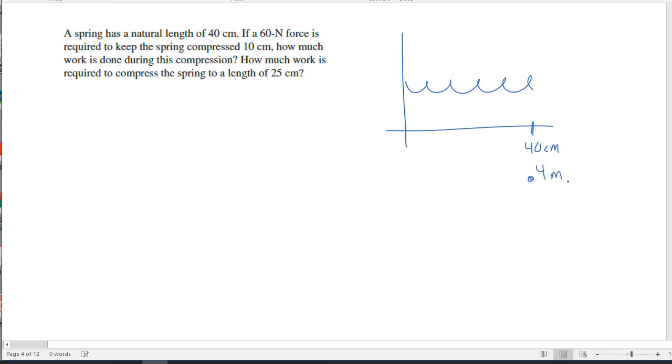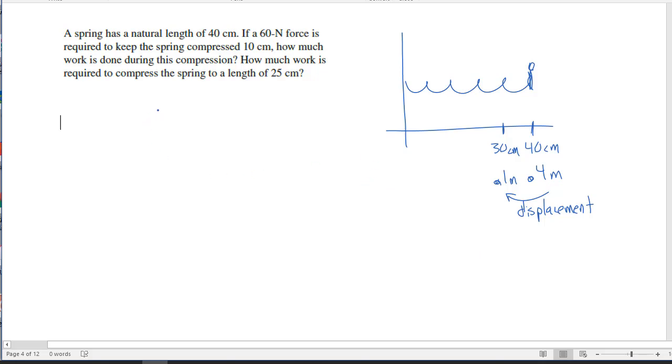Now remember, we want this to be in meters, so I'm going to convert to 0.4 meters. This situation is saying that we need a force of 60 newtons to keep the spring compressed 10 centimeters. So if I'm moving 10 centimeters, I'm technically moving to 30 in length, but the displacement here is 10 centimeters. So I have 0.1 meters of displacement. Keep in mind, these are all positive measurements because they're displacement distances. So even though technically we were thinking of this as x equals 0, it's not. It is really just an equilibrium position, and the displacement is 10 centimeters.